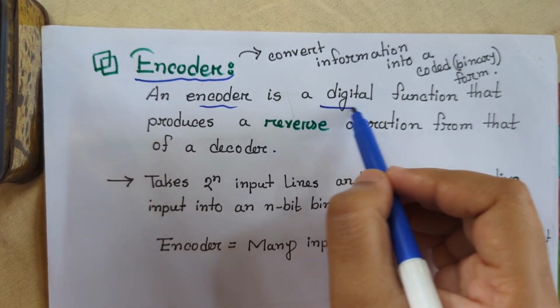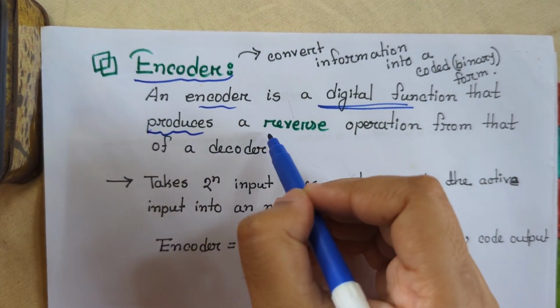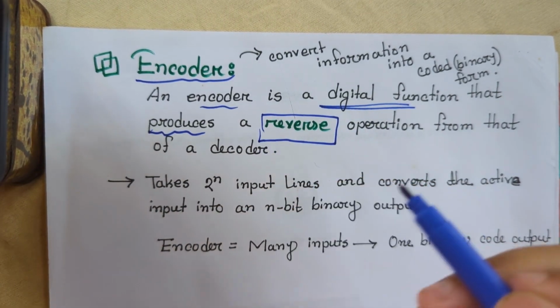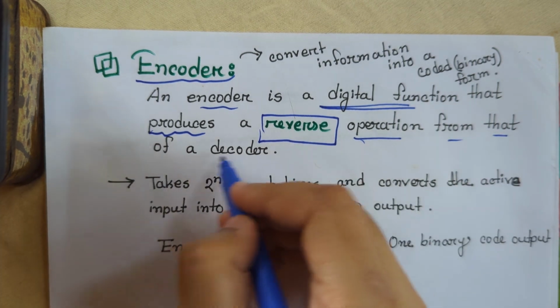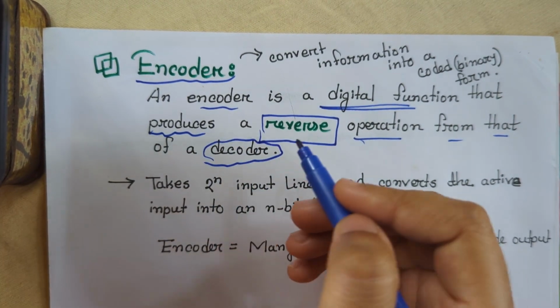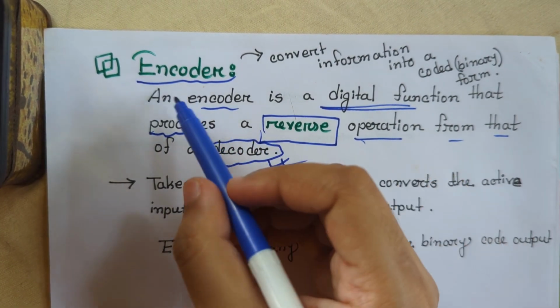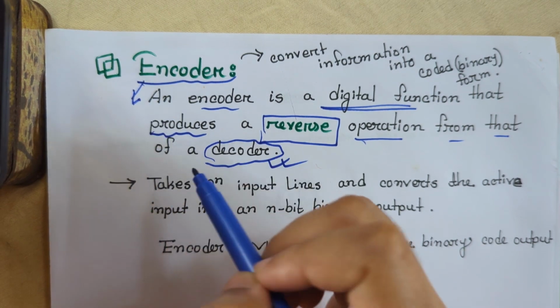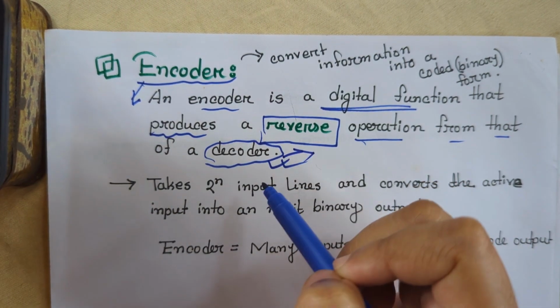Let's see our another combinational circuit, the encoder. An encoder is a digital function that produces a reverse operation. Reverse means the opposite operation from that of a decoder. We already discussed the topic decoder. What does this encoder do? This is the reverse operation of the decoder.